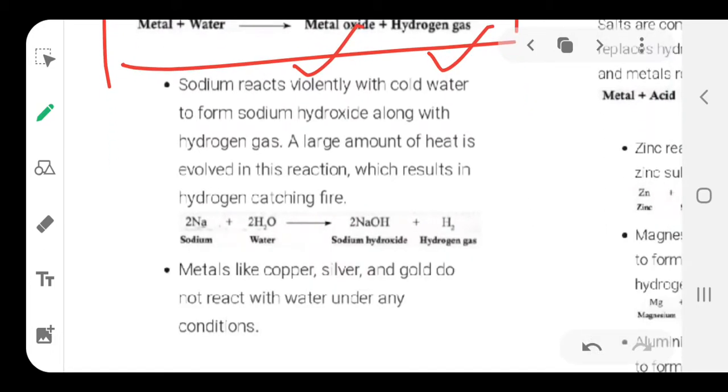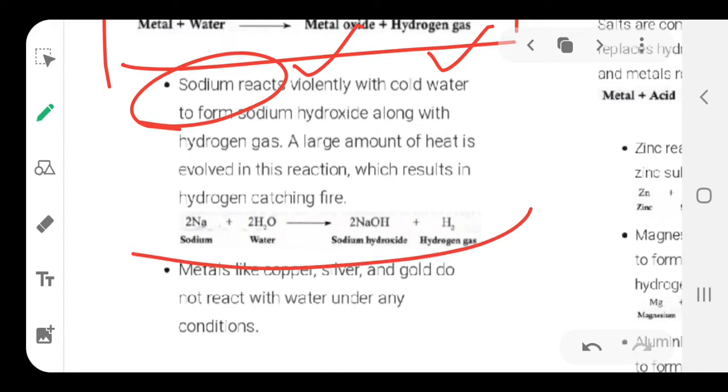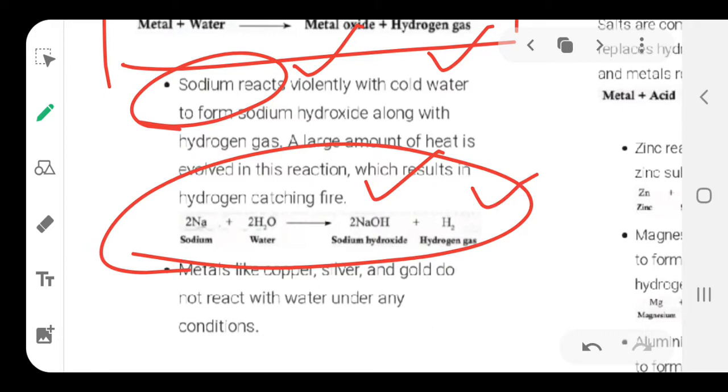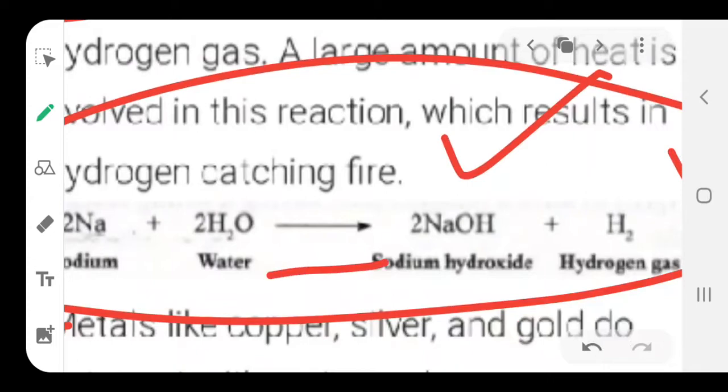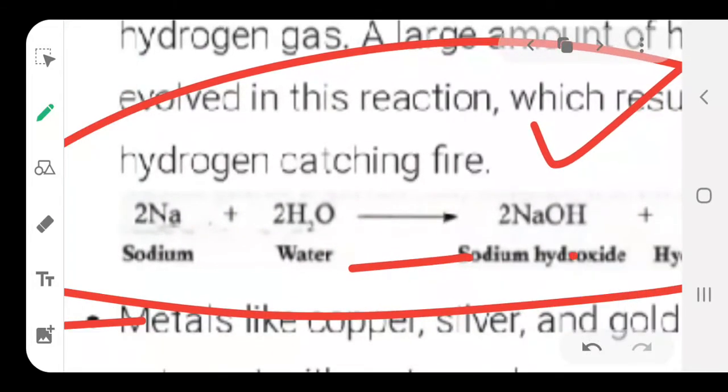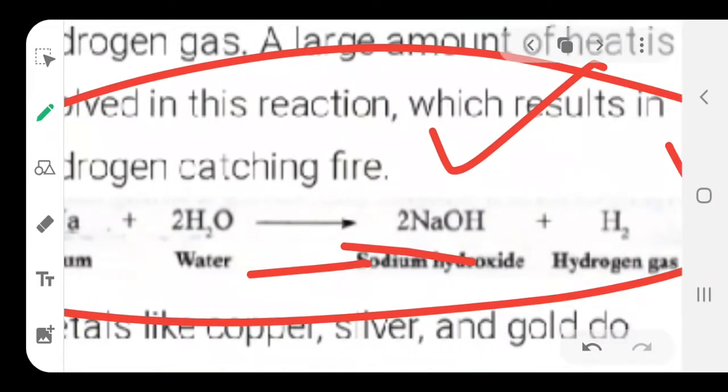Now check out sodium again. You know it is a very reactive metal. When sodium reacts with water, it forms sodium hydroxide and hydrogen gas. Make sure you learn these things. Sodium combines with water to form sodium hydroxide and hydrogen gas.